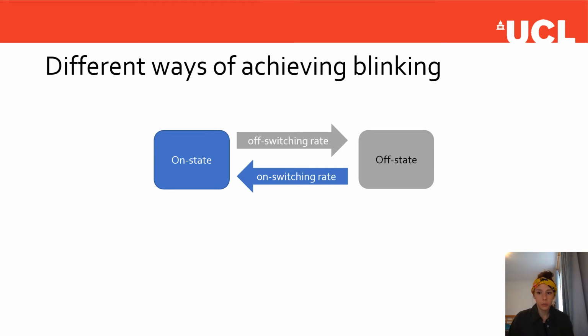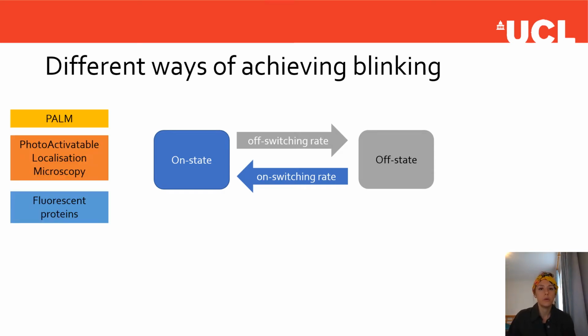The difference between a lot of single molecule localization techniques comes from how you generate the blinking. One of these is called PALM, which is photoactivatable localization microscopy. In PALM, you achieve the blinking by using fluorescent proteins, which have a dark state and a light state, or some kind of on state and off state that you can transition between.